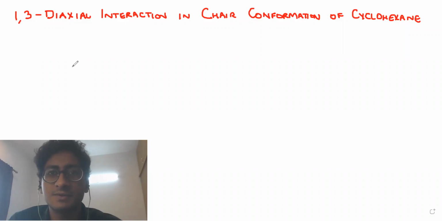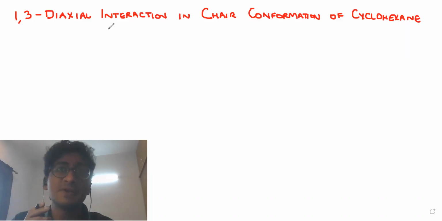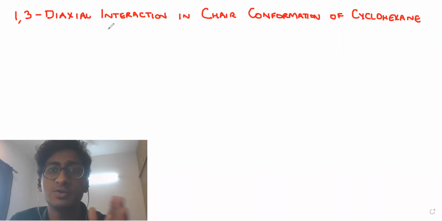Good morning, students, to a short session on chemistry in which we will be discussing an often confusing and difficult to grasp concept for many students, that is stereochemistry. In particular, we'll be looking at the chair conformation of cyclohexane. Specifically, we'll be looking at the reasons why a particular substituent prefers a position on the chair conformation via the 1,3 diaxial interaction.